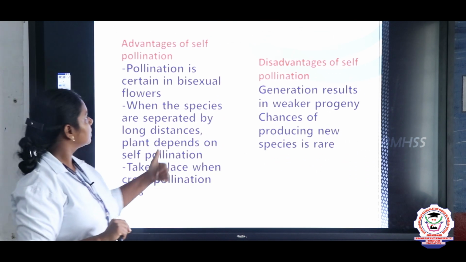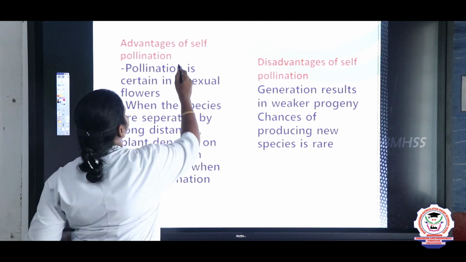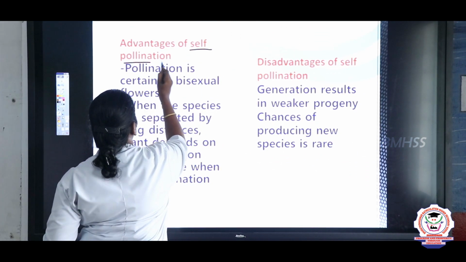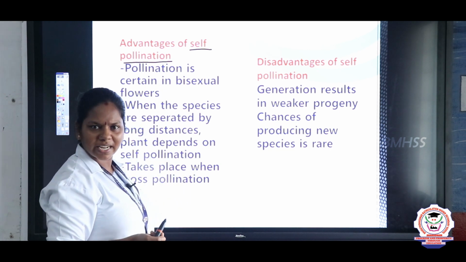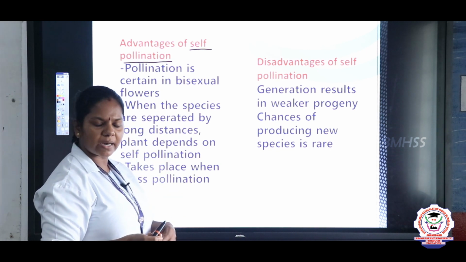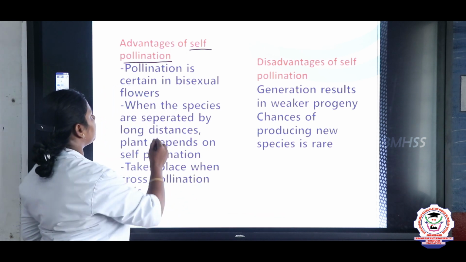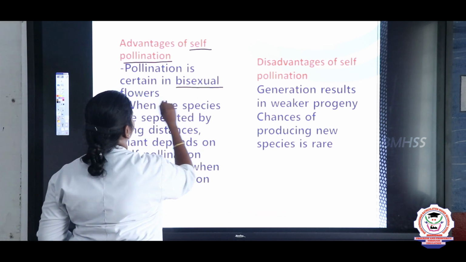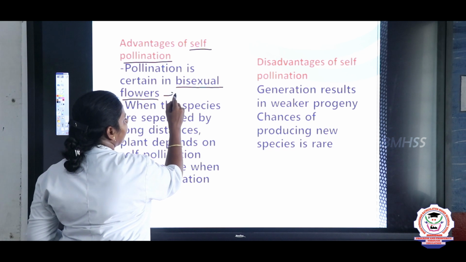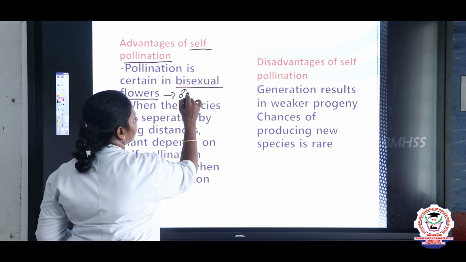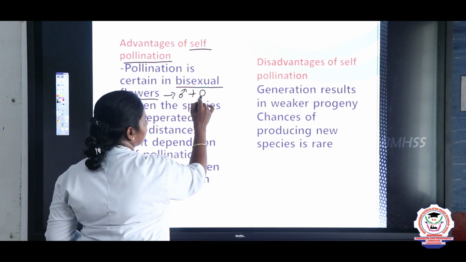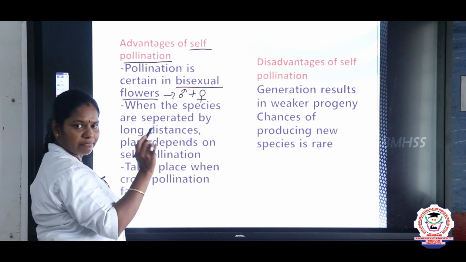First, advantages of self pollination. What is self pollination, children? They need no agents. The male and the female part are present in the same flower. So here the pollination is certain in bisexual flowers. What do we say as bisexual? If the male and female parts, that is androecium and gynoecium, are present in the same flower, we say it is bisexual.